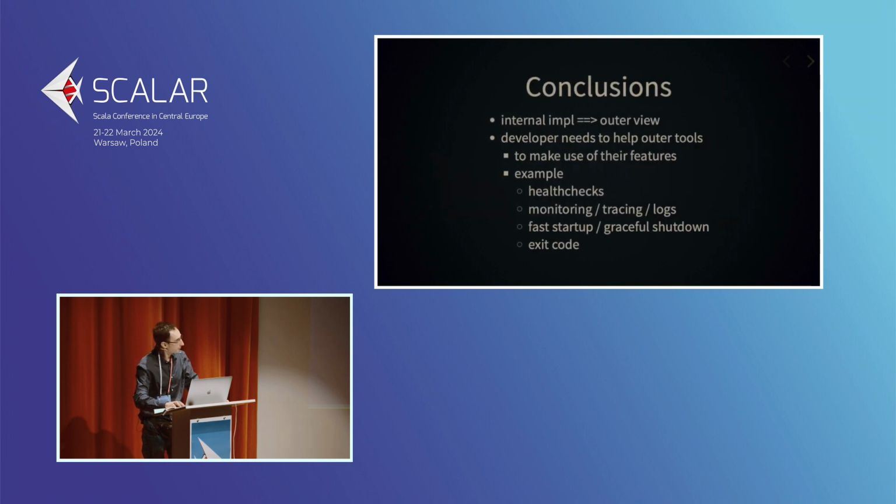Okay, so it's time for some conclusions. We saw that in order to take advantage of the features that the runtime platform gives us, we need to help. We need to step in as developers. We need to implement health checks. We need to implement graceful shutdown, maybe fast startup. We need to do something, right? We need to care about exit codes. I haven't covered everything here, but hopefully the stuff that I covered will be helpful.